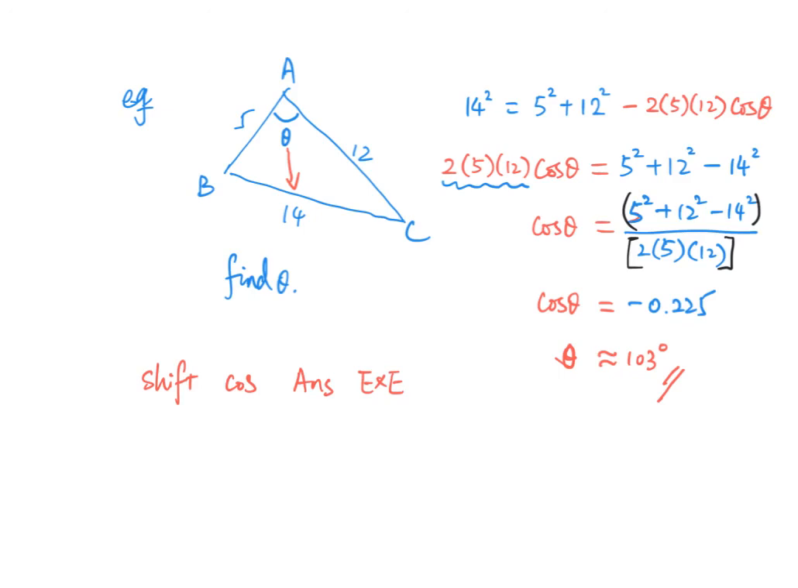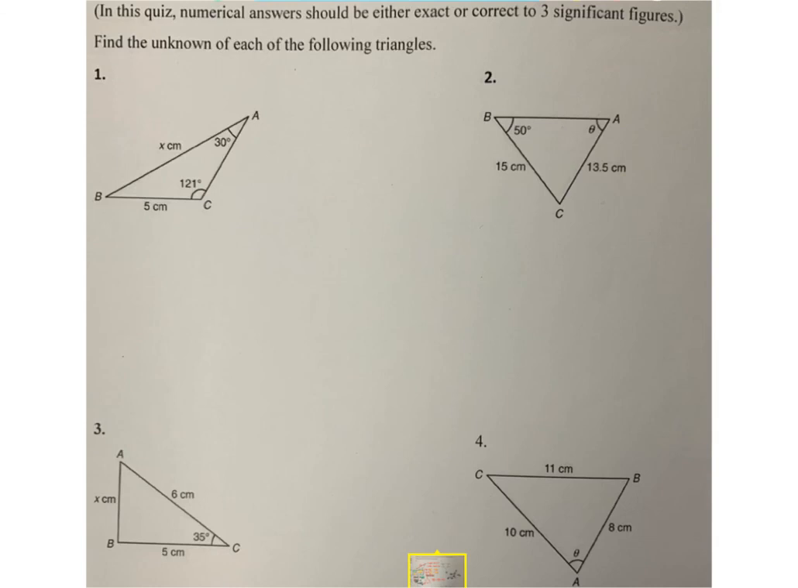Okay, so I have already demonstrated how to apply the sine formula to find the unknown side or the unknown angle in a triangle. And I also demonstrated how to apply the cosine formula to find the unknown side or the unknown angle in a triangle. So here are the 4 questions in your quiz paper.